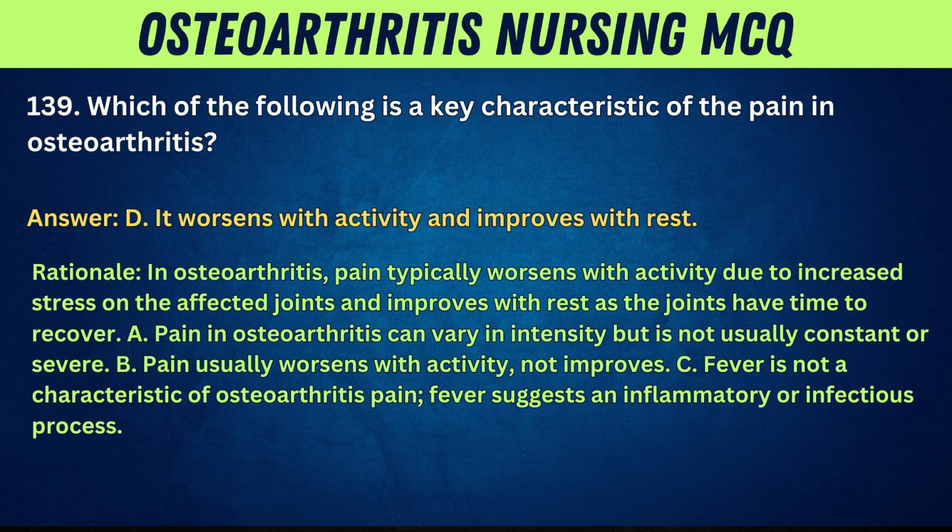A. Pain in osteoarthritis can vary in intensity, but is not usually constant or severe. B. Pain usually worsens with activity, not improves. C. Fever is not a characteristic of osteoarthritis pain. Fever suggests an inflammatory or infectious process.